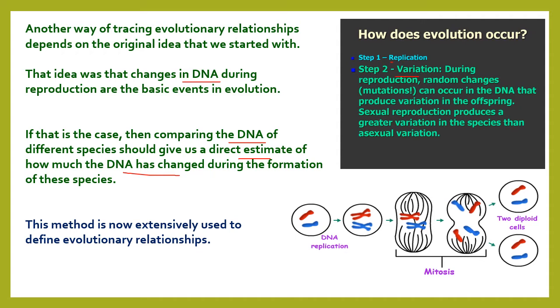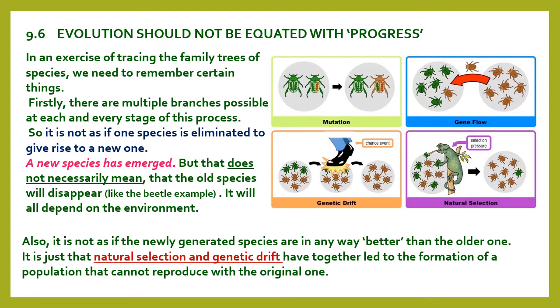During reproduction, random changes can occur in the DNA that produce variation in the offspring. Sexual reproduction produces a greater variation in the species than asexual reproduction. Fine. Evolution should not be equated with progress. In an exercise of tracing the family trees of species, we need to remember certain things.